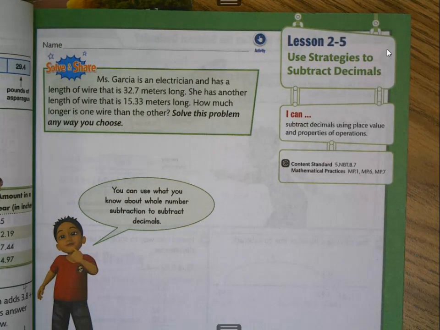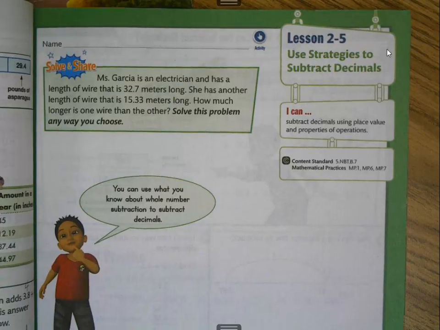And just like our lesson yesterday, we are going to be using what we know about place value and about subtracting whole numbers to subtract decimal numbers. So you will need your book. You will need one sheet of graph paper and a pencil. So if you don't have those materials, go get those, pause the video, we'll wait on you. I am on page 61. So for those of you that are ready, let's start with the solve and share problem.